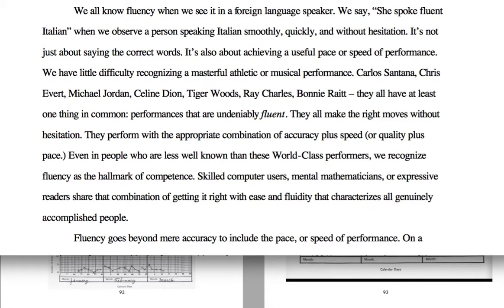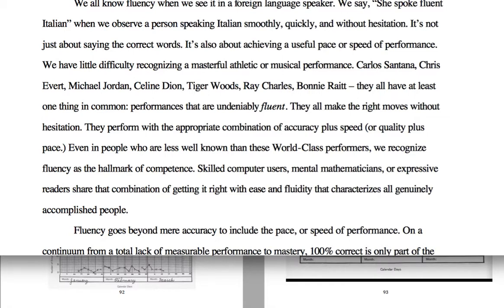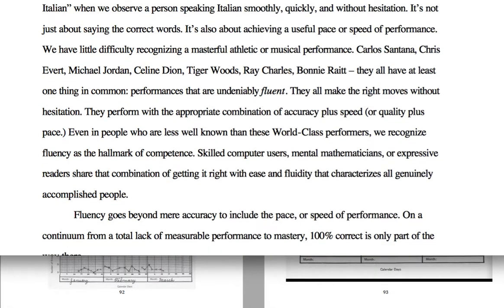We have little difficulty recognizing a masterful athletic or musical performance. Carlos Santana, Chris Evert, Michael Jordan, Celine Dion, Tiger Woods, Ray Charles, Bonnie Raitt. If I may, I would like to add some of my favorites: Jim Hall, jazz guitar, and Andres Segovia. Anyway, they have at least one thing in common. Performances are undeniably fluent. They all make the right moves without hesitation. They perform with the appropriate combination of accuracy plus speed, or quality plus pace.